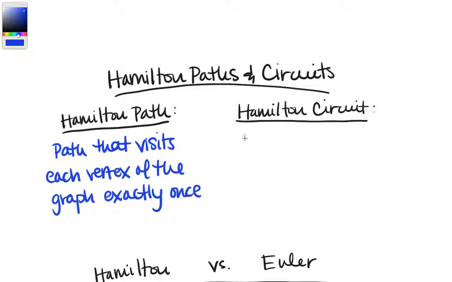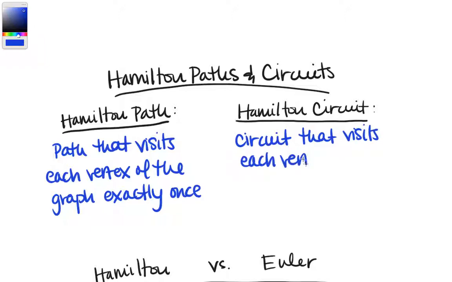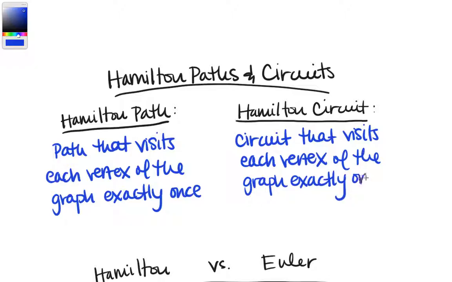And a Hamilton circuit is a similar definition. It's a circuit that visits each vertex of the graph exactly once. And we should note here, you do not have to use every edge.